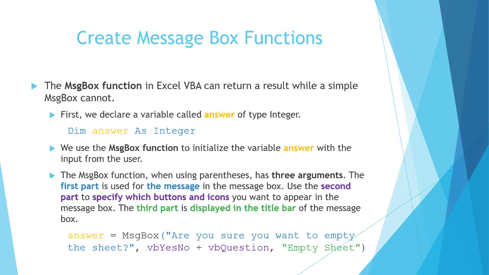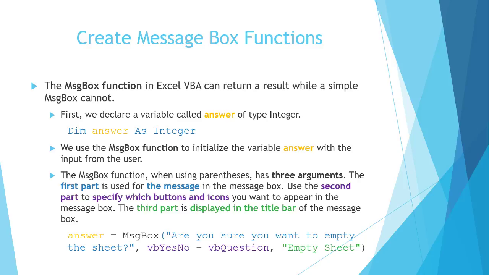And the second part, the purple one, is to specify which buttons and icons you want to appear in the message box. This is something you're going to have to do a little bit of research on yourself because there's a lot of options, but the ones I use are pretty straightforward. VB yes no means I want yes no buttons, and VB question means I want a question mark icon to be displayed. Once again, we're going to separate it with a comma, but as you can see between those I've got a plus to let Visual Basic know where one stops and the other one starts.